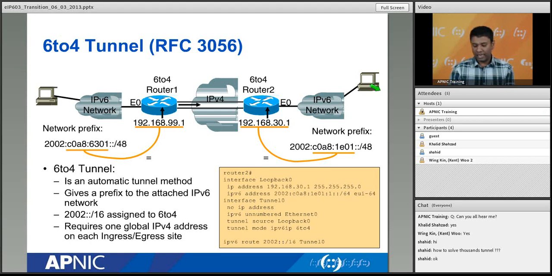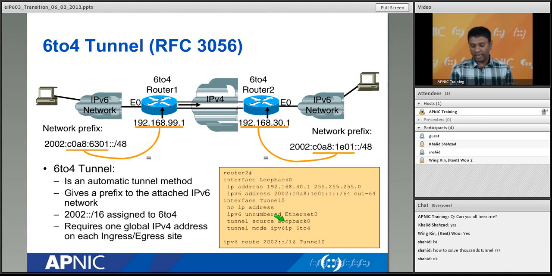So from this side, anyone wants to browse a host on the other side, right? So that address will be learned by DNS, right? So what he knows about the other side, 2002:C0A8:6301::1, say for example, a machine that he wants to browse. When the destination packet comes here, he needs to create the tunnel now.